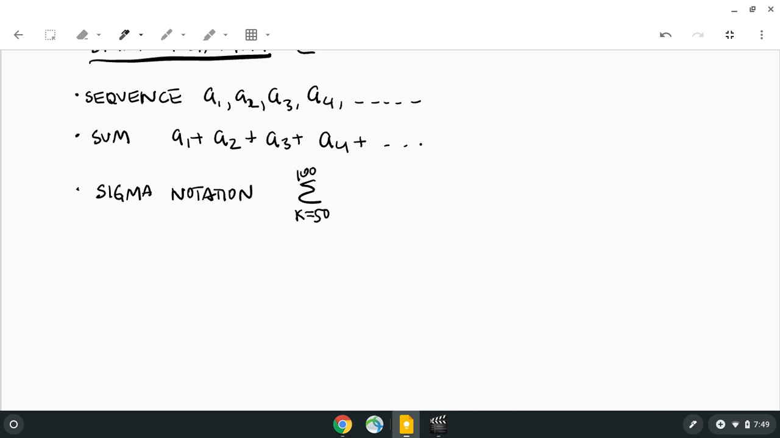It's coming. There it is. So when you see something like this, it is saying find the sum starting with the 50th term all the way up to the 100th term. Okay. And then you have this, and that's where your function would go.